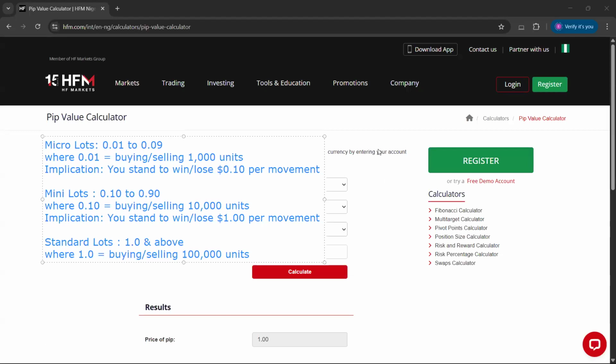So now the difference between what the micro lots are offering you and what the mini lots are offering you is that the micro lots are simply offering 10 cents every movement on 0.01. The mini lot 0.10 is offering you as much as $1 for every price movement. And the standard lot, we'll check the standard lot now. But while I want to do that, just give me a second.